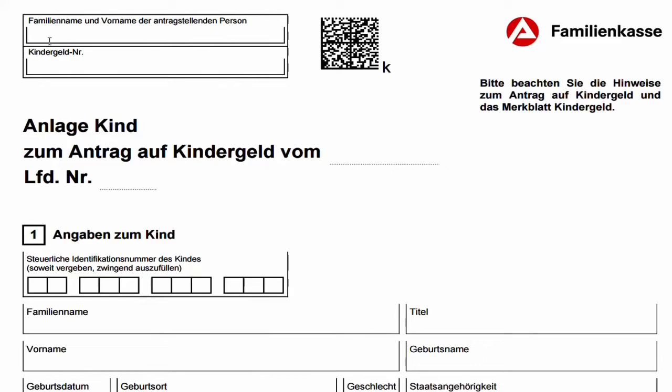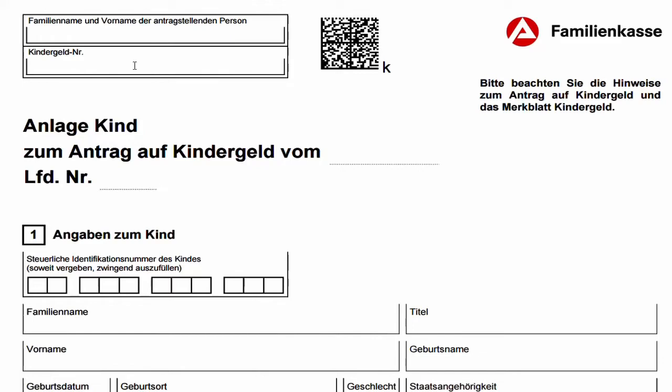Here you write the last name and the first name of the applicant. Here you write the child benefit number or Kindergeld number of the child. For example, if another child of yours already receives child benefit and has a child benefit number, you can write it here. Or if you already receive child benefit for your child and you have a number for it, you write it here.